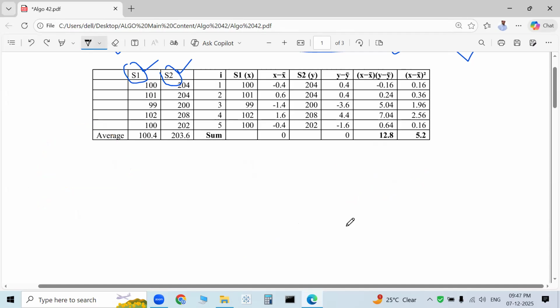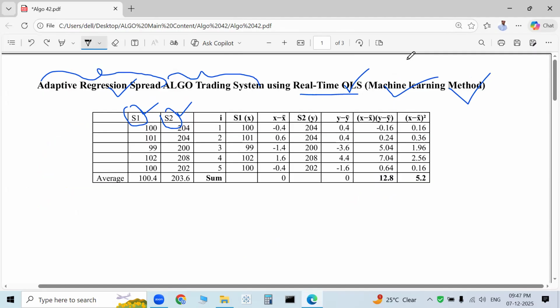Now to understand this spread, we are going to use a method called OLS. It is a linear regression method, a machine learning method, and that is basically called OLS, ordinary least squares. The mathematics is very simple. Just track the spread between both of them. If this spread is high, trade accordingly: either S1 is up or S2 is up. Now let me show you the complete calculation based on this.